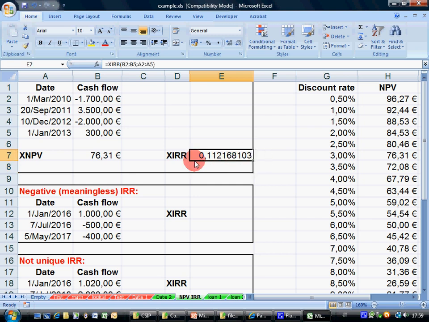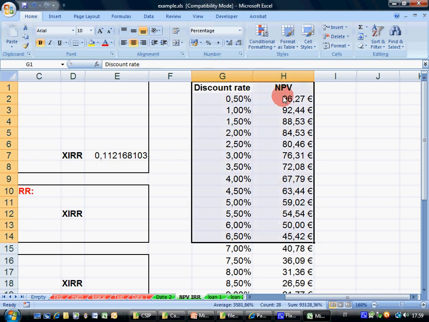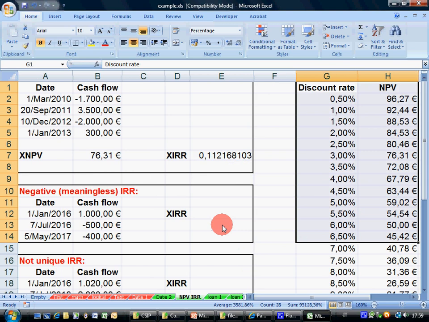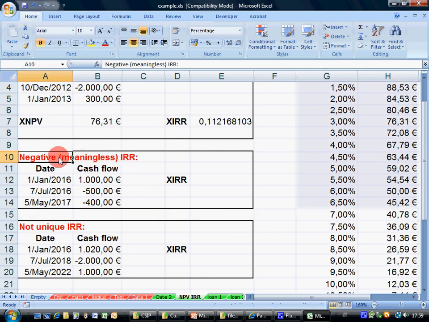11.2168103%. Okay. I repeat, it's an approximation because Excel doesn't have any analytical tool to calculate it, so it may be slightly wrong. Okay, so calculating internal rate of return and net present value is very easy. Building the graph of the net present value with respect to discount rate is also another thing which is very easy. Let's see some examples of a negative internal rate of return.